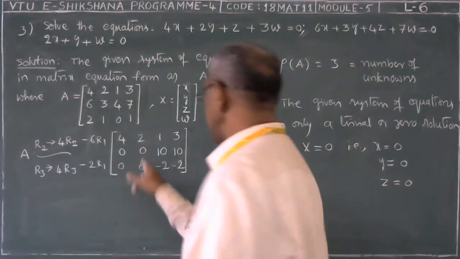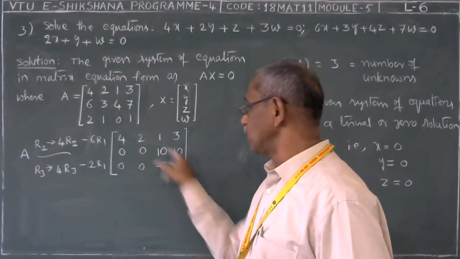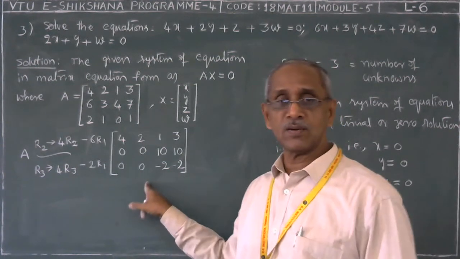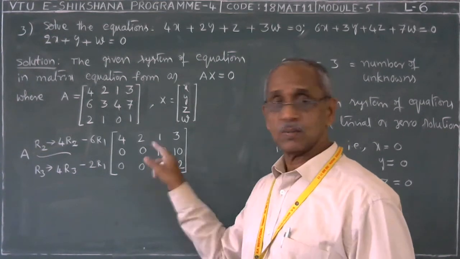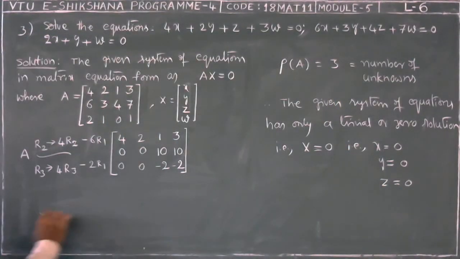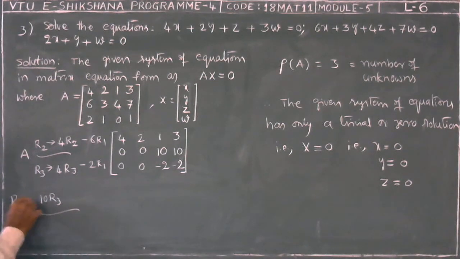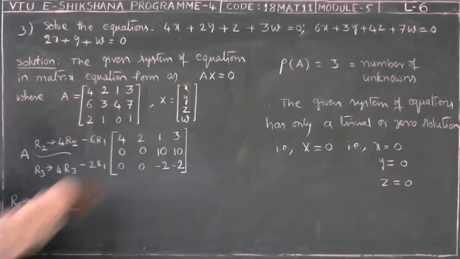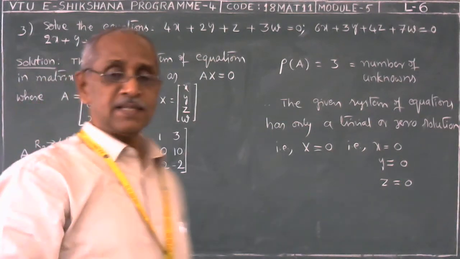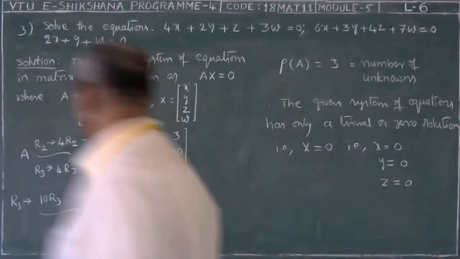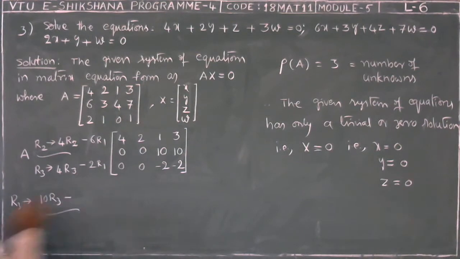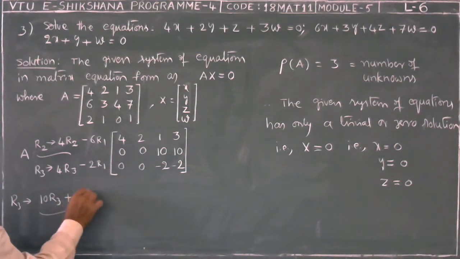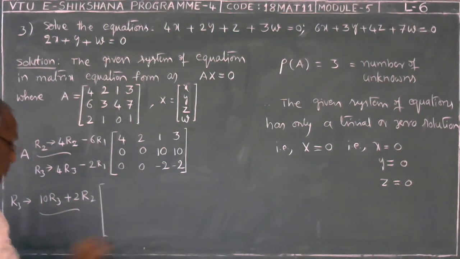So now, the leading entry in the second row is 10, and below that entry there is a non-zero element. So I have to make this 0. So this is equivalent to 10 times R3. R3 will change with respect to the operation. Multiply this by 10, this by 2, and then add, because there is a difference in signs, plus and minus. So add will be the answer. So 10 R3 plus 2 times R2.